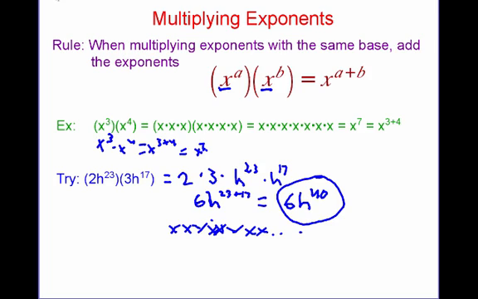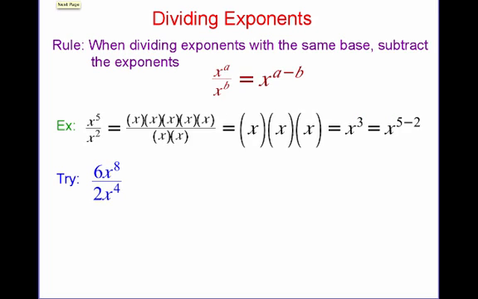Similarly, when we're dividing exponents with the same base, I subtract the exponents. So when you multiply, like x to the a times x to the b, you add the exponents. And when you divide, you subtract the exponents. Let's take a look at an example of this. Over here, I have x to the 5th divided by x squared.